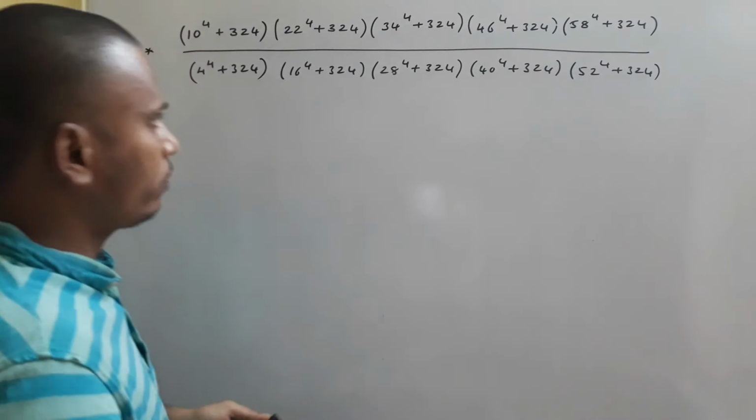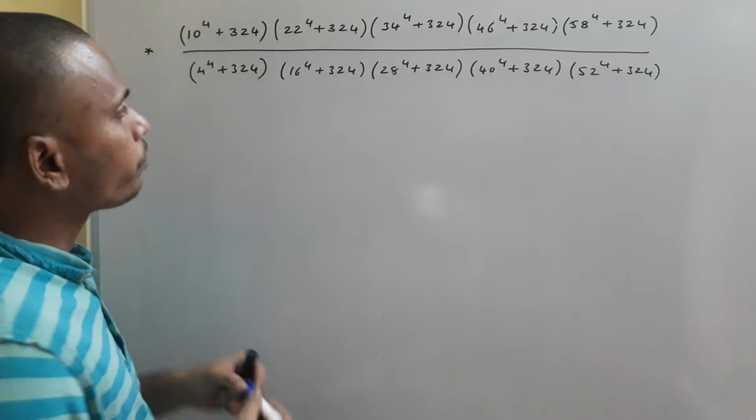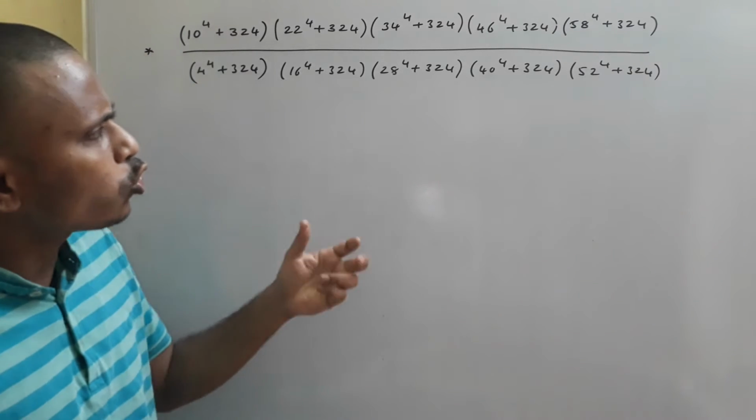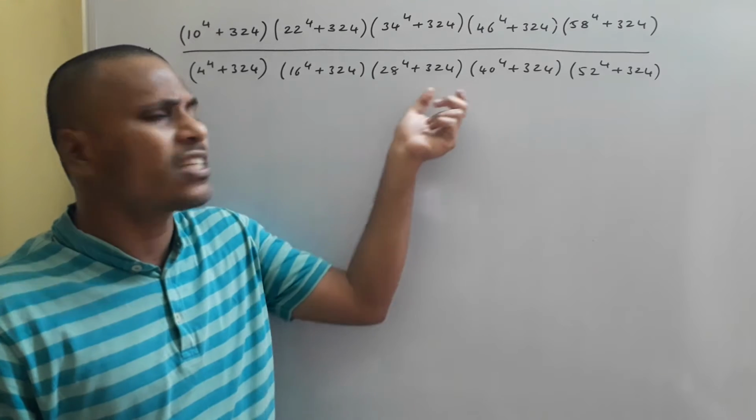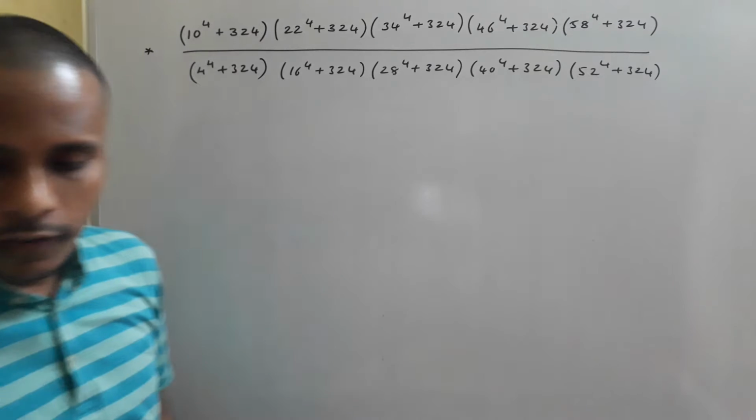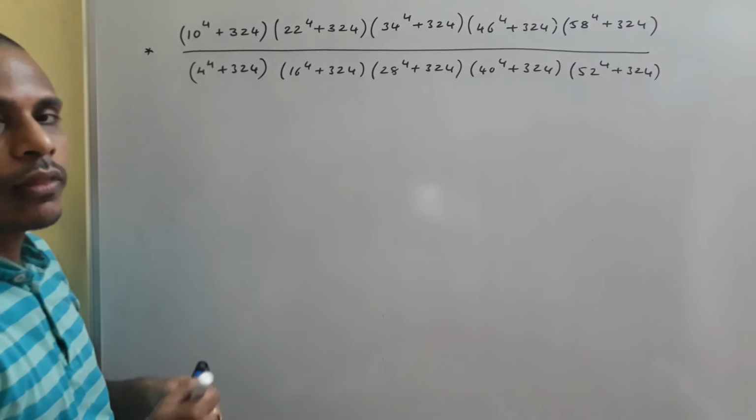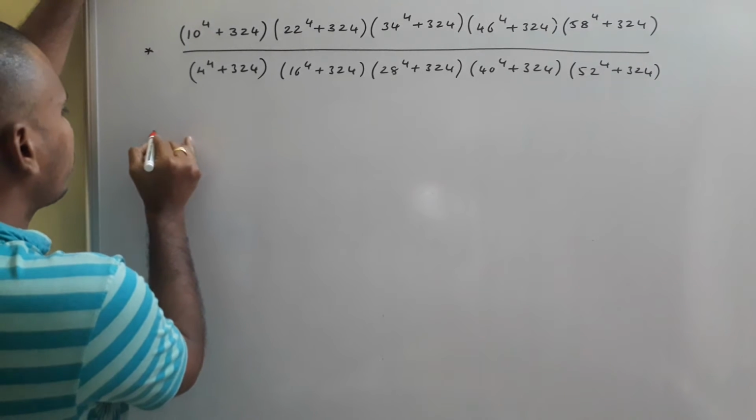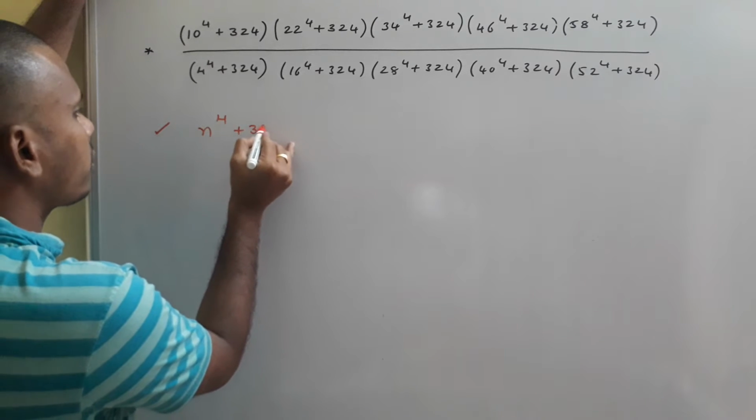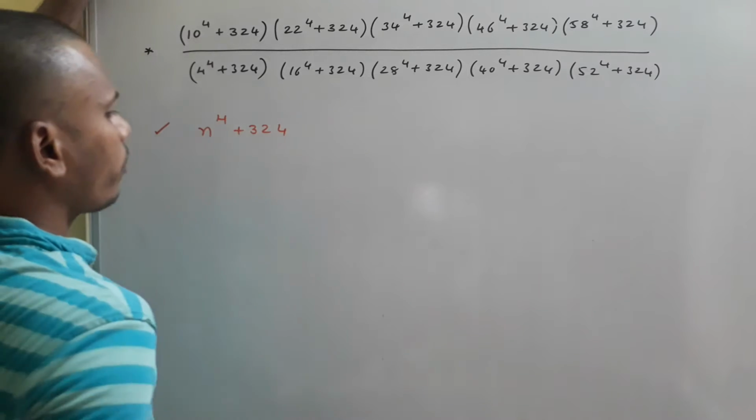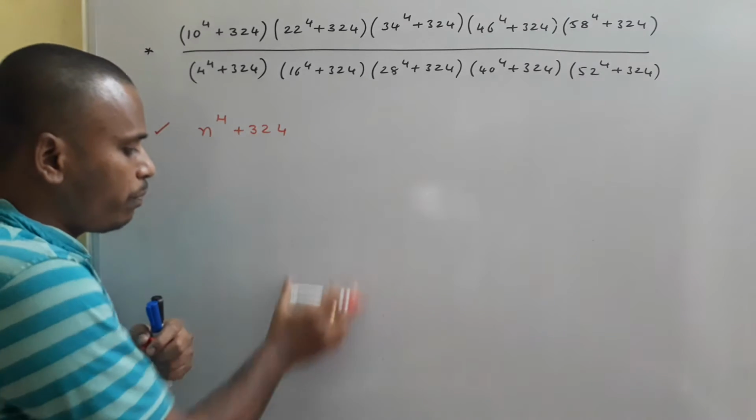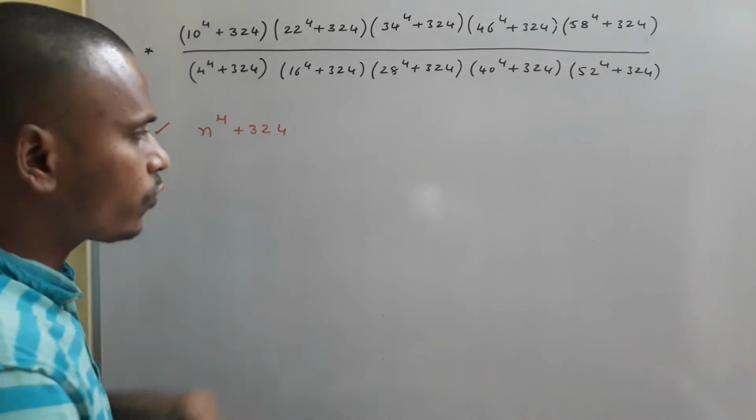plus 324. So to solve this type of problem, we need to split each and every term, both from the numerator as well as from the denominator. First of all, I will consider an expression of the form n power 4 plus 324. Just observe carefully, and because of the space, after this simplification I will erase everything. That's why just have a look.